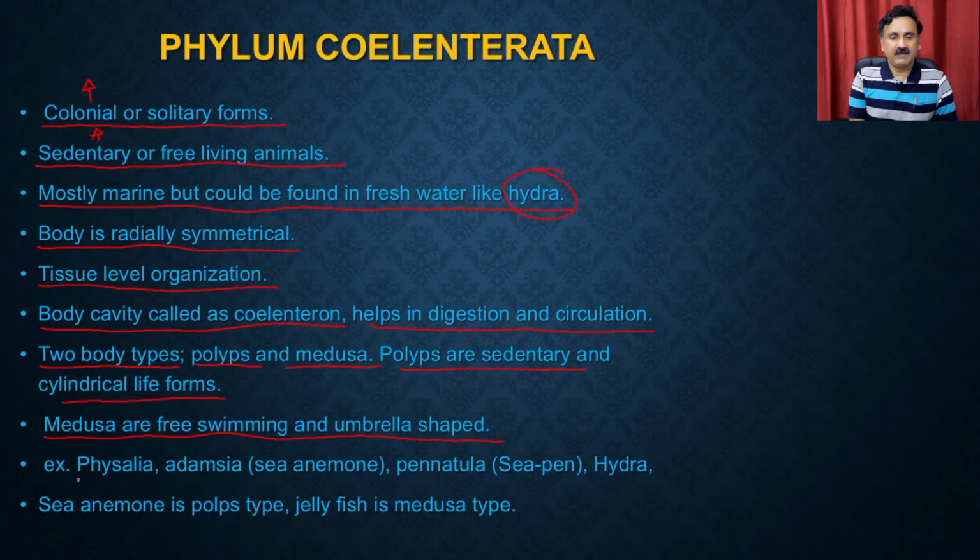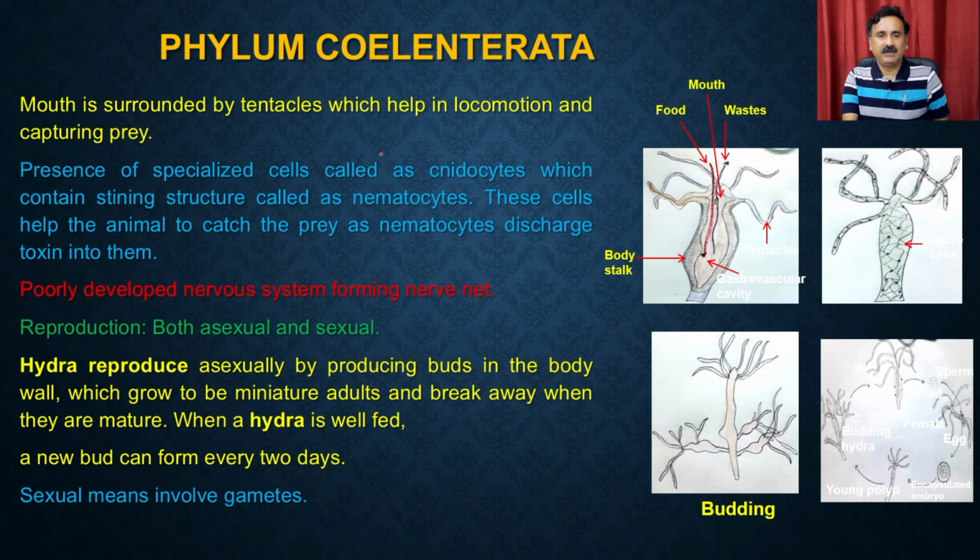There are examples: Physalia, Adamsia, like the sea anemone or the sea pen or the hydra. Sea anemone is a polyp type, whereas jellyfish is a medusa type. So this is just a simple example to show you what is meant by the polyps and what is meant by the medusa type. Then we have the phylum Coelenterata.